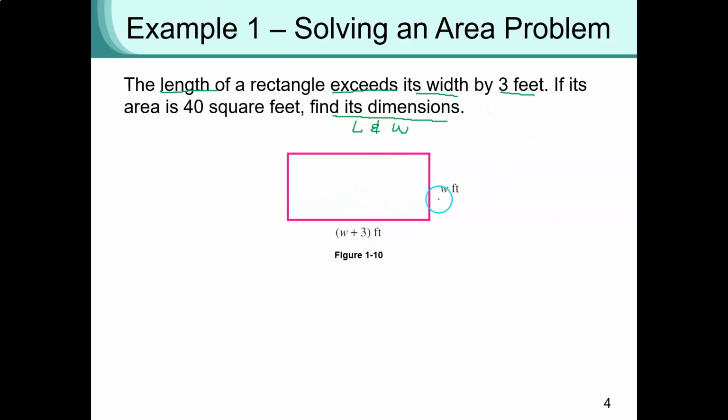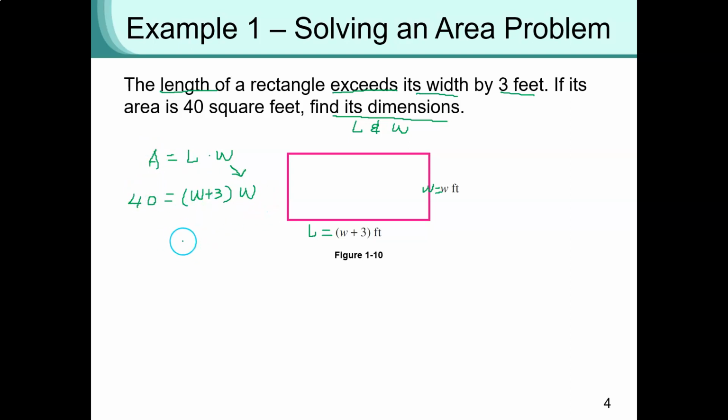So we set the length equal to W plus 3, and the width is equal to W. And it also gives us the area is 40. So the area of a rectangle would be the length multiplied by the width. Now, we have set up length equal to W plus 3, so I'm going to substitute the length with W plus 3, multiplied by the width W. And the area is 40.